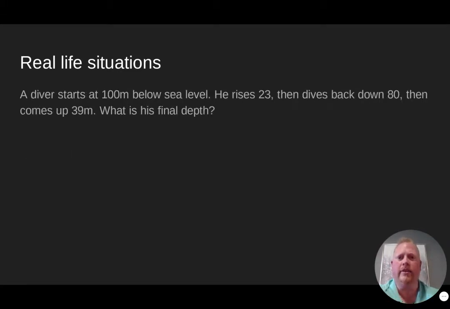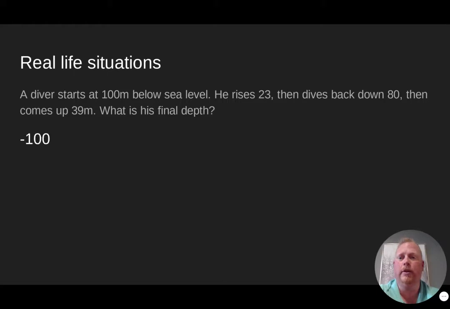Let's take a look at another example. A diver starts at 100 meters below sea level. He rises 23, then dives back down 80, then comes up 38 meters. What is his final depth? So again, we read it. We're looking for where does this diver end up? Let's start with all this information.